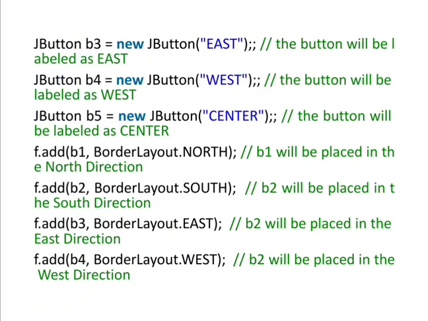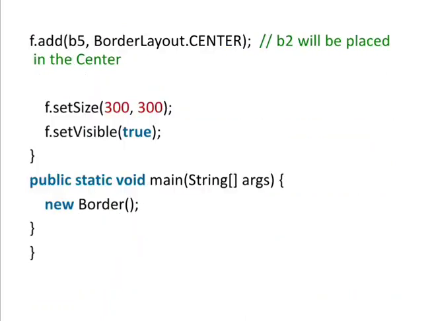Then the output represents the BorderLayout. It creates the frame representing the 5 directions, that is east, west, center, north, and south. West on left, east on right, north on top, south on bottom, and center in the middle. This is the output that represents the BorderLayout.